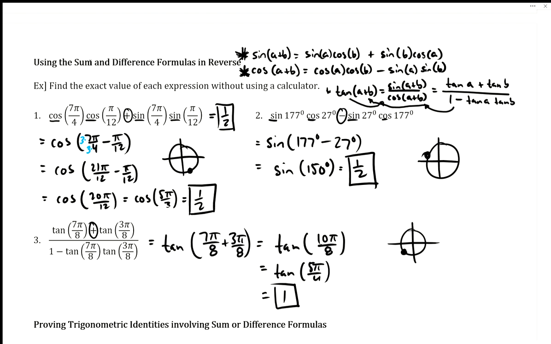Now, if we were unsure about what this might be, we could go backwards all the way and try sines and cosines of our 7π/8 and 3π/8 and break it down. But I don't think it's really worth all of that time. And again, tangent's pretty rare, so sine and cosine are our main ones.